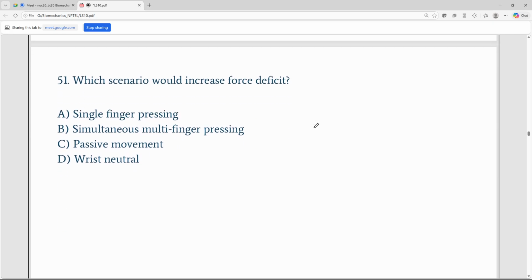Next question: which scenario would increase force deficit? Options are option A, single finger pressing. Option B, simultaneous multi-finger pressing. Option C, passive movement. Option D, wrist neutral.